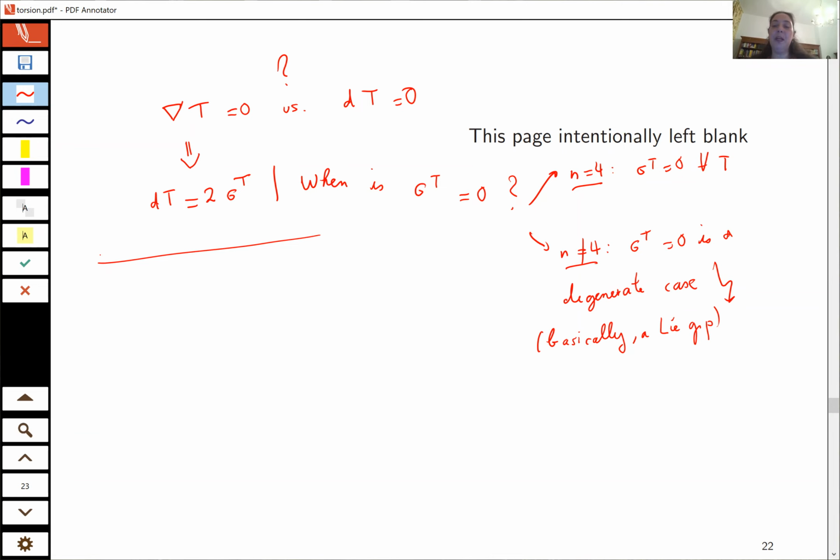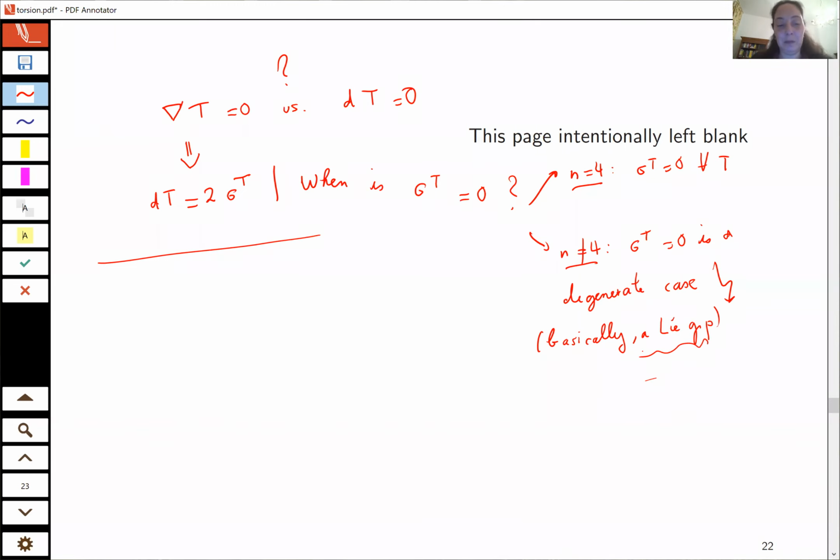Okay. Now, of course, you can construct examples where T is closed. In particular, if you're happy with Lie groups of dimension 4, then that's the way to go. If you don't want these, and you go, say, to other families of geometries, then experimentally you will see that T will never be closed.